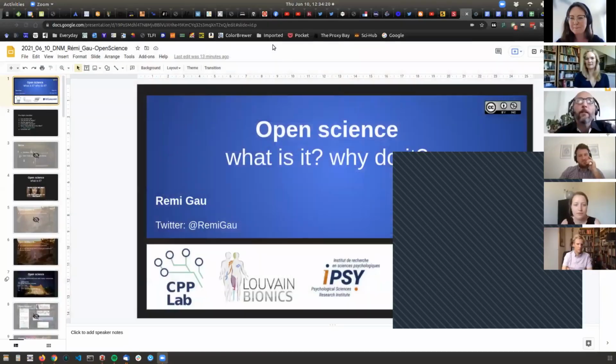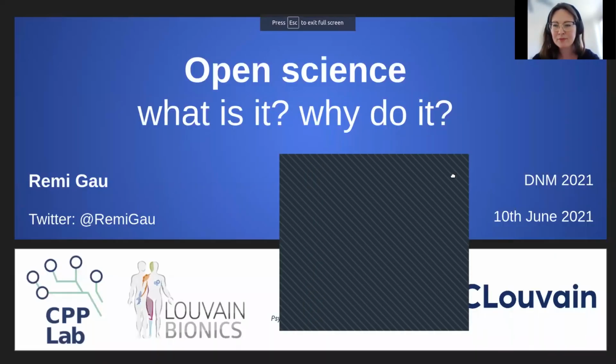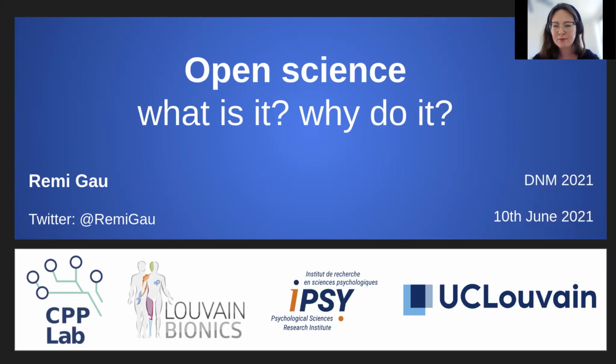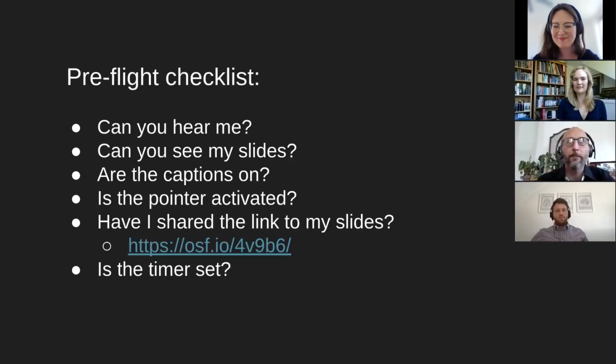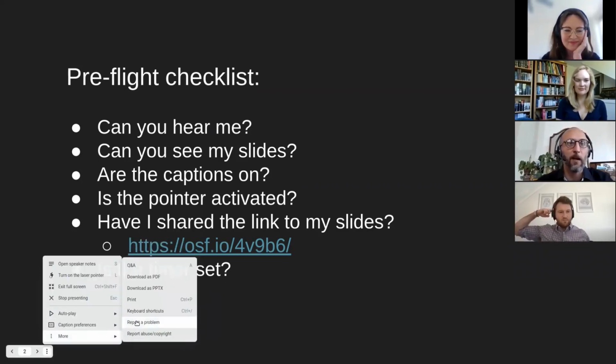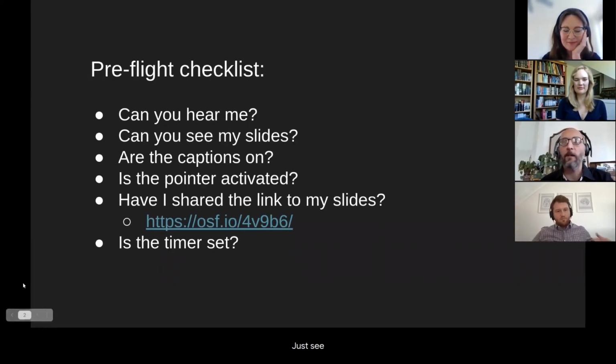Thank you, Susie. All right, let's do this. Sharing screen. We good to go? All right. You can see my screen? We're good. So open science, what is it and why do it? Okay. And checklists were mentioned, so I'm just going to check a couple of things. We've checked that people can hear me. You can see my slides. Good. Oh, yeah. Things that I always forget. Let's turn on the captions so that you can just see what I'm saying, even if you turn the sound off.